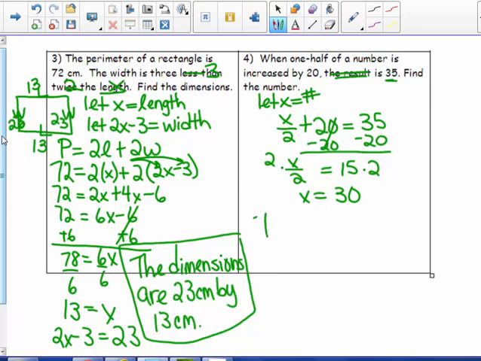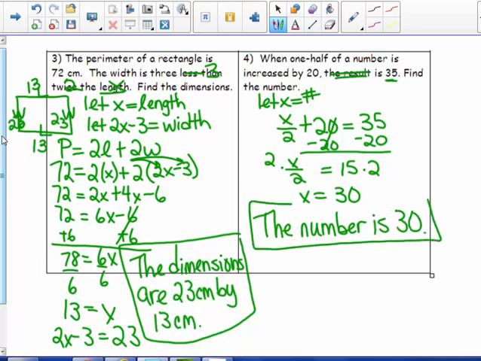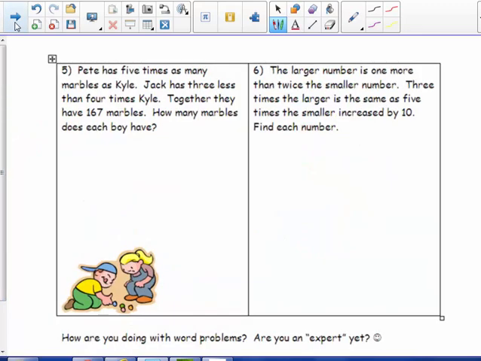Find the number. And again, you can't use the hashtag or the pound sign or the number symbol. You have to write out the word: the number is 30. Full sentence, answer, box, label. It's called SABLE. Sentence, answer, box, label.